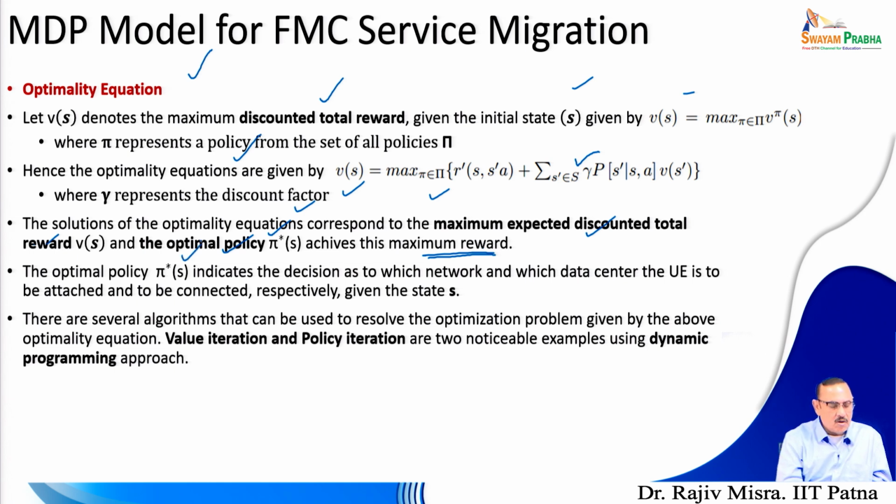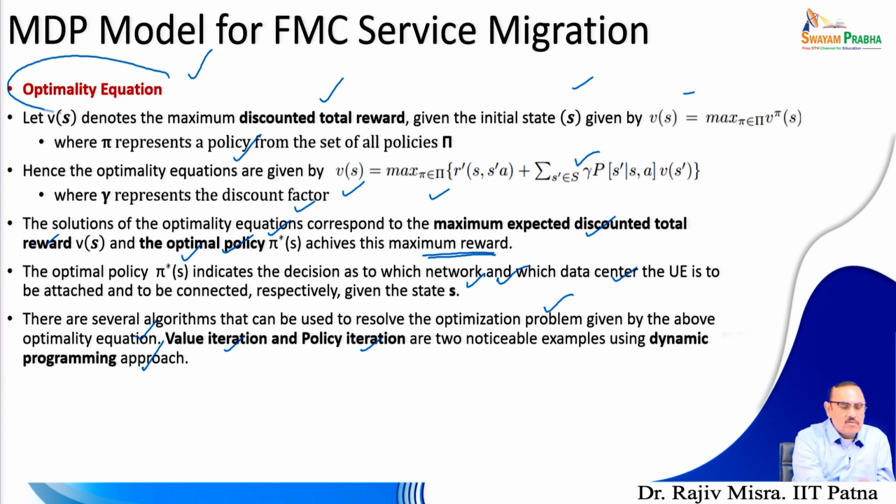The optimal policy pi star(S) indicates the decision as to which network and which data center the UE is to be attached and connected to, given the state S. There are several algorithms that can be used to solve the optimization problem given by the above optimality equation. Value iteration and policy iteration are two noticeable examples using the dynamic programming approach, meaning that we are now going to derive an optimality equation.